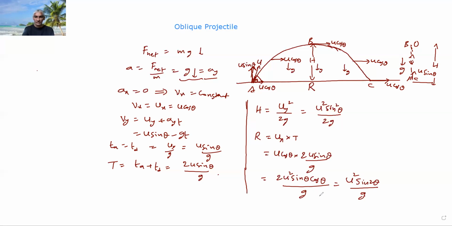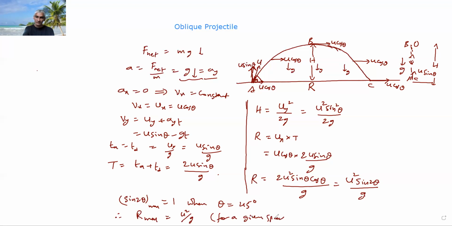Now, a few conclusions about the range. You see, for a given speed, I mean when u is constant, if I am varying theta, when is the range maximum? When this quantity sin 2 theta is maximum, is it not? So I may write sin 2 theta maximum is equal to 1 when theta equals 45 degrees, is it not? 2 theta is 90 or theta equals 45 degrees. Therefore, R maximum is equal to u square, in place of sin 2 theta put 1, by g, for a given speed, right?